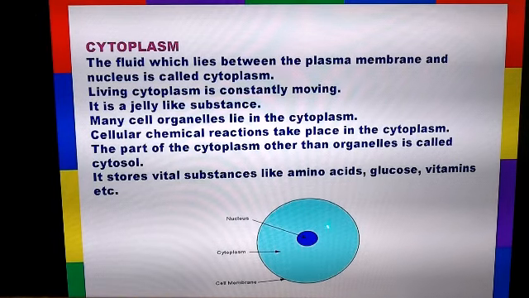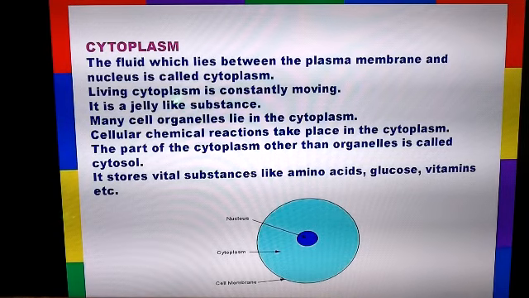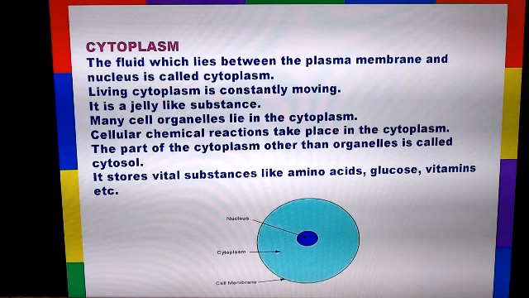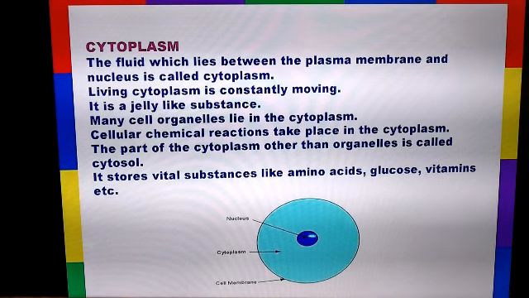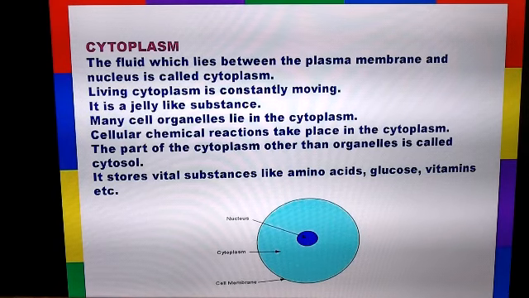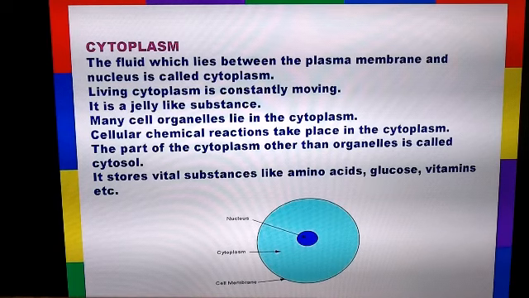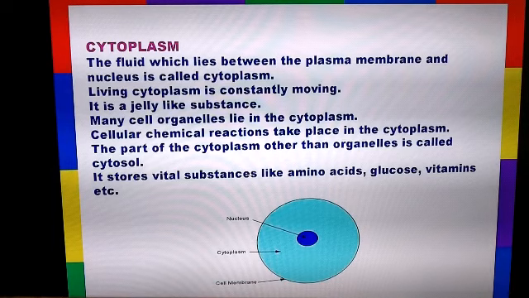It is constantly moving because of its semi-fluid nature. It is a jelly-like substance. That means it is not completely solid nor completely liquid. So because of its jelly-like nature, it continuously keeps on moving in between the nucleus and the plasma membrane. There are many organelles which are scattered inside the cytoplasm or which lie in the cytoplasm.